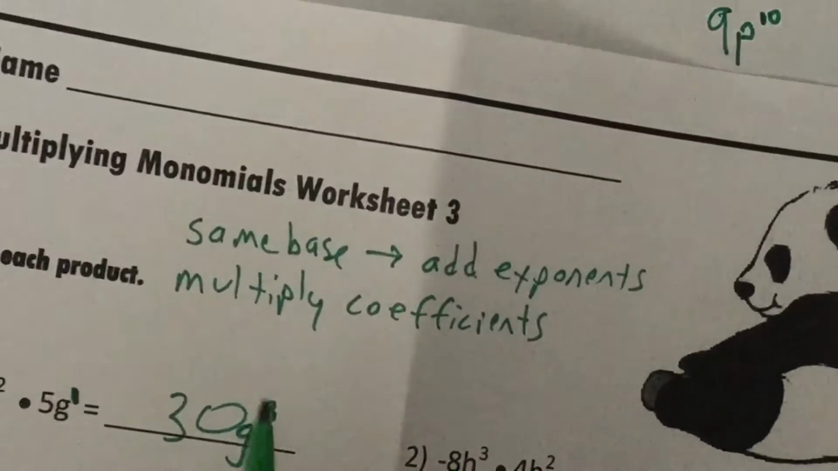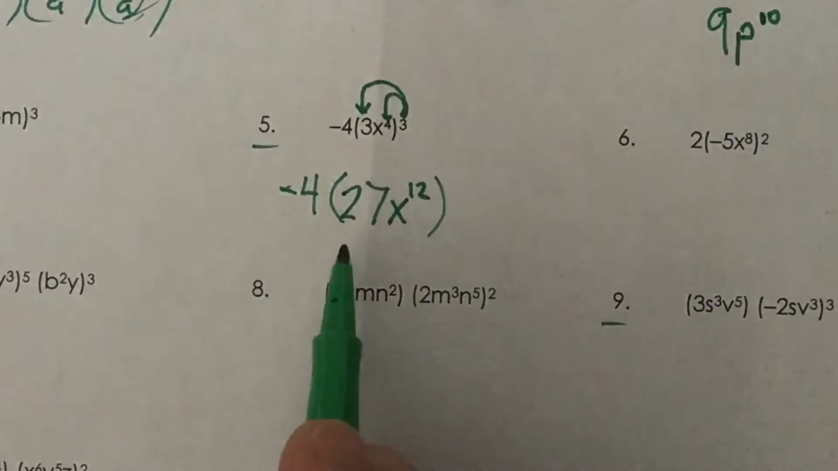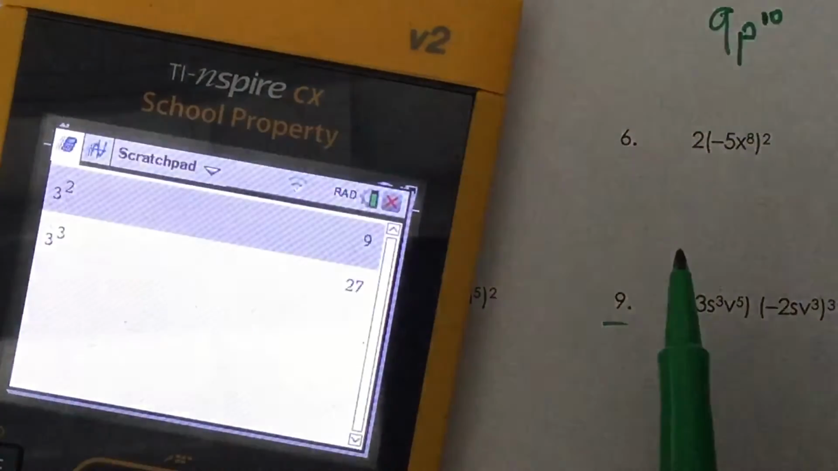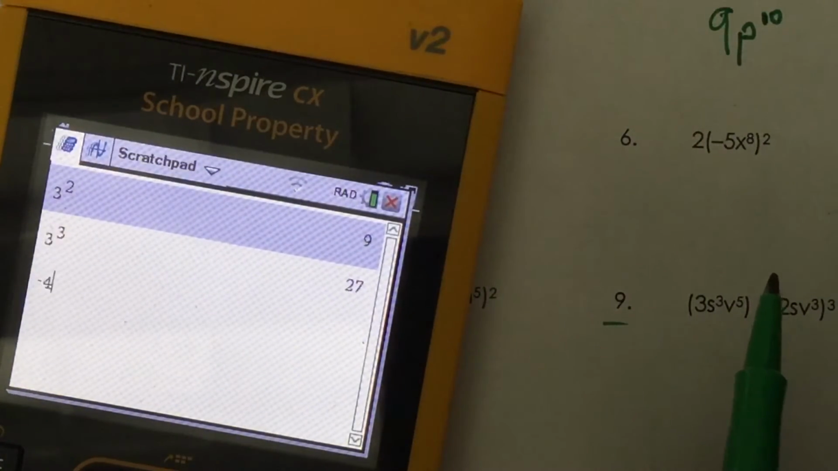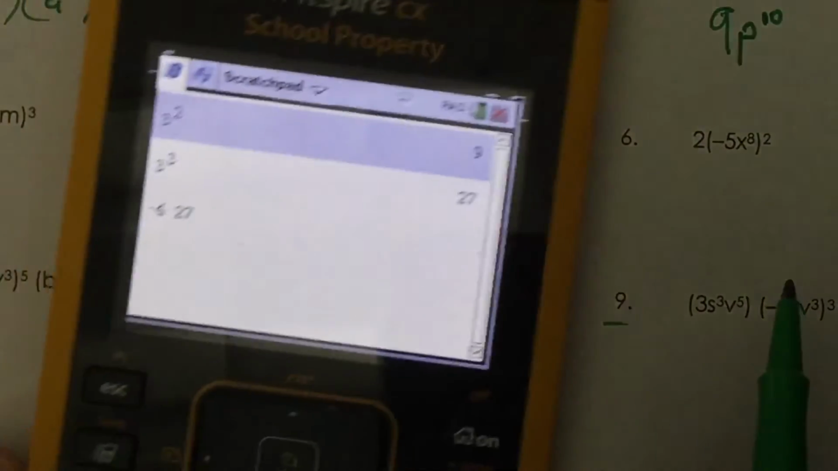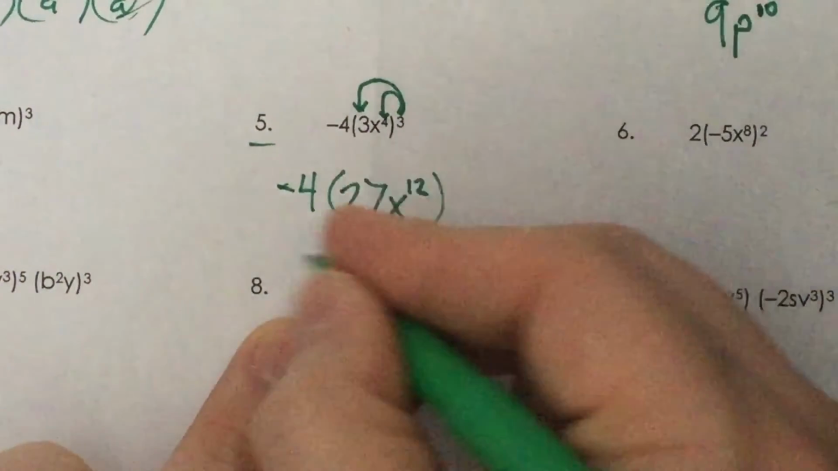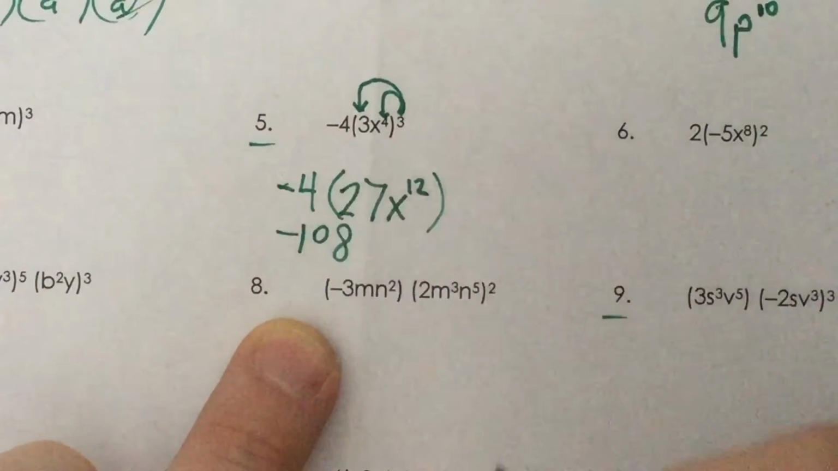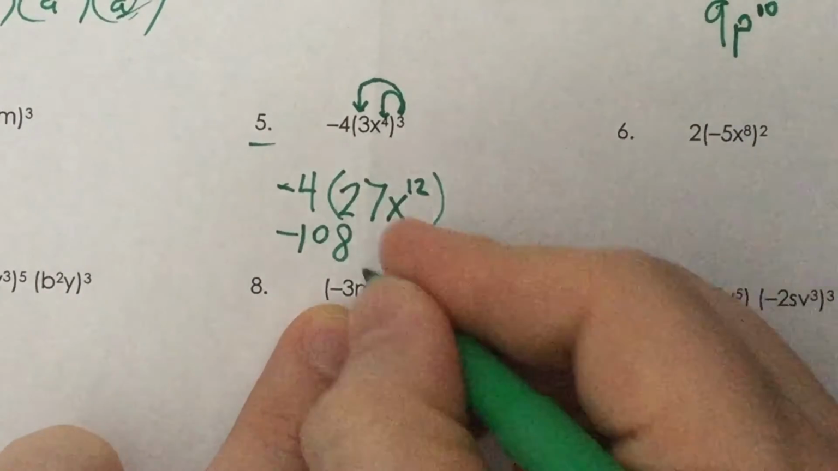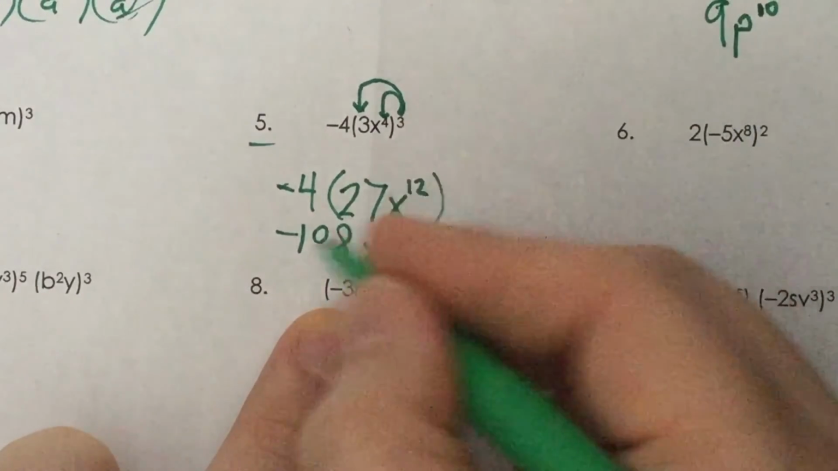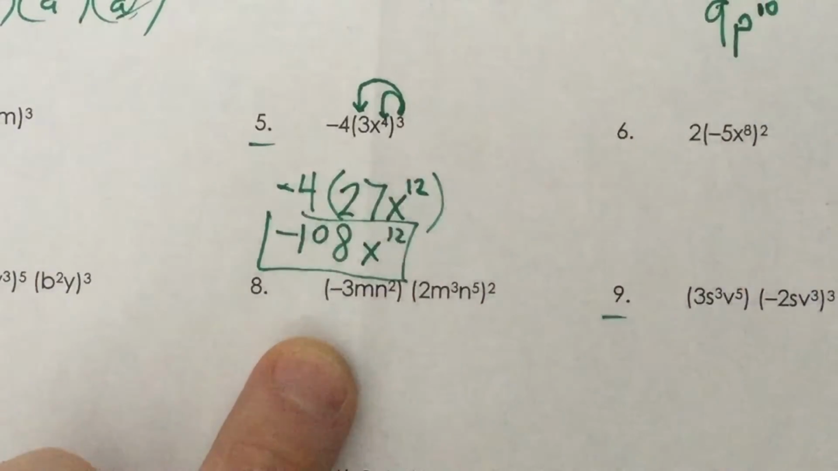You multiply your coefficients. Negative 4 times 27. So I'm going to do negative 4 times 27, and I get negative 108. Okay, negative 108 x to the power of 12. That's your answer for that one.